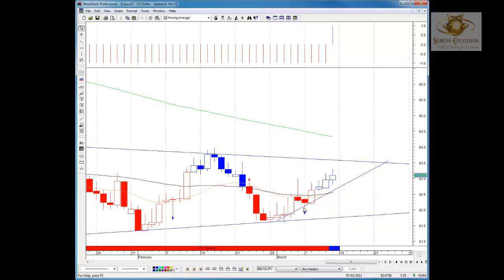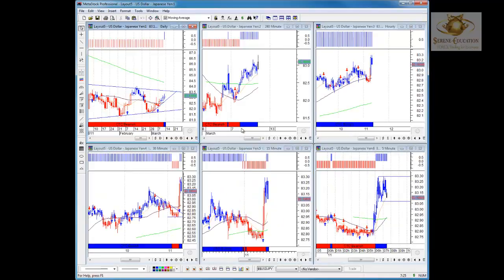CCI for the first time is showing us blue on either side, and everything's in our favor on the daily. So I should look for further upside movement, but it's got to break above 83.29 in order to see further extension to the upside. That's it, guys.